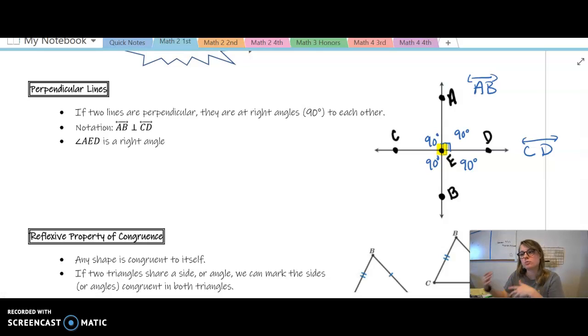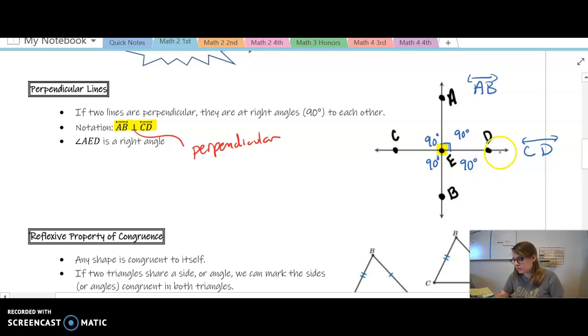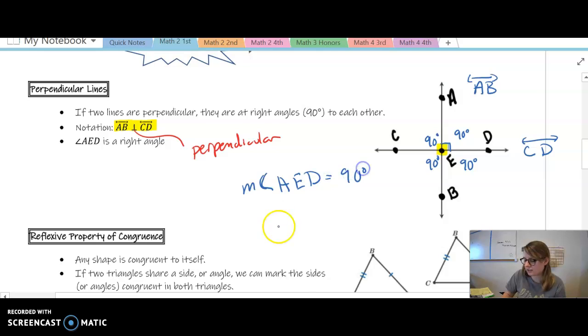So they are perpendicular at E, because that is the shared vertex. Alright, and then if we want to write this formally, then we would say line AB is perpendicular to CD, and that upside down T means perpendicular. So this means perpendicular. Alright, so then we can say all the angles within here are right angles. So whenever we have a measure of some angle, in this case we'll do AED, whenever this is 90 degrees, then we can say the angle AED is a right angle. Okay? So just a little bit of proof for you.